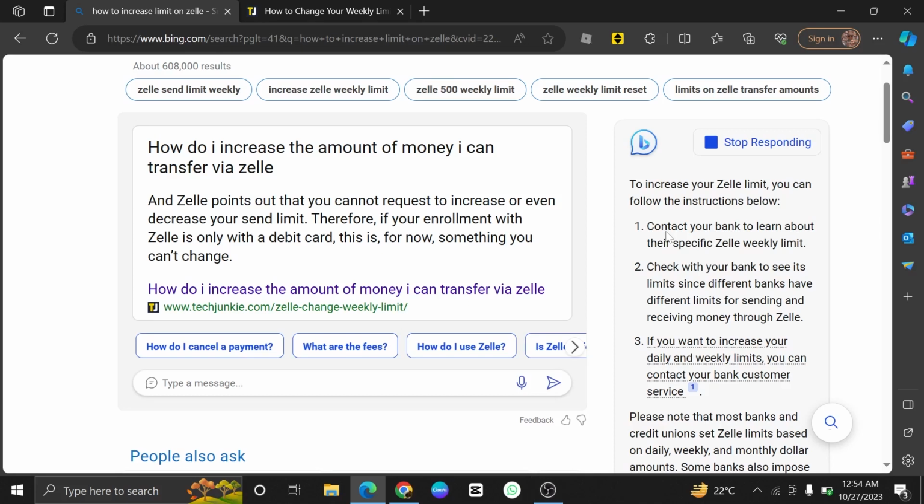Increasing the limit in Zelle is very easy to do. Today I'm gonna show you how to do it. Zelle, a person-to-person payment service, typically imposes transaction limits on user accounts for security and fraud prevention.